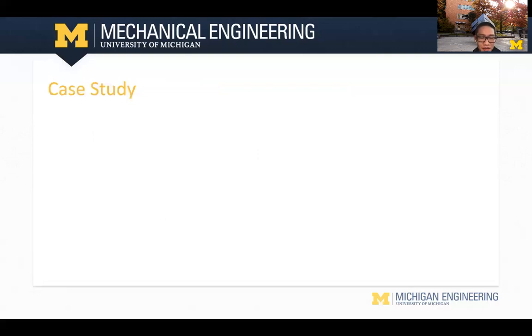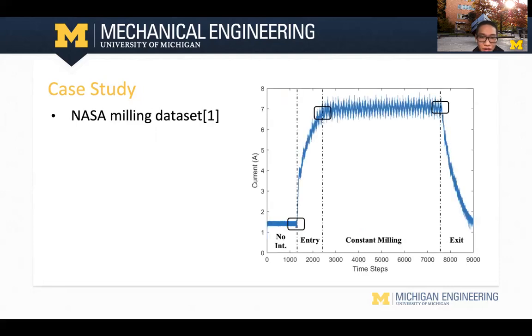For our case study, we are using the NASA milling dataset, primarily because we were not able to go into the lab and collect data due to the pandemic. The dataset features 167 milling trials of 13 different operation conditions. A typical DC spindle current signal is presented on the right. Each individual signal consists of 4 steady states: no interaction, entry, constant milling, and exit. And there are 3 transitions between those steady states, indicated in the rectangles.